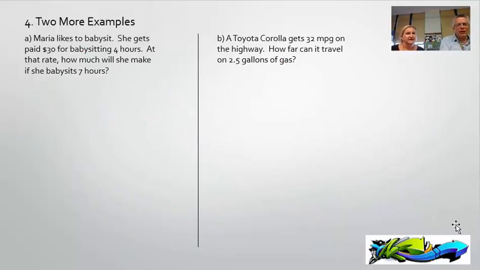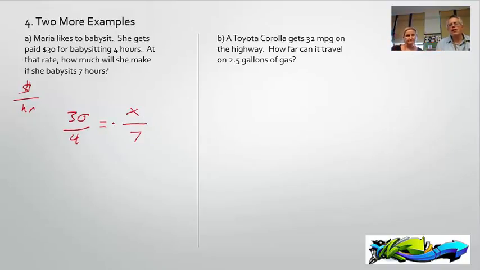All right, so on this one, it says Maria likes to babysit, and she gets paid $30 for babysitting 4 hours. Okay, so at this rate, how much will she make if she babysits for 7 hours? So I'm going to follow Ms. Les' example because this is really good. She wrote down the units so we can keep this straight. So I'm going to put dollars on top and hours in the bottom. It didn't matter if we put hours on top and dollars on the bottom, we just have to be consistent. So she gets paid $30 for 4 hours, and we want to know how much she'll get paid for 7. Now these fractions have to be equivalent.